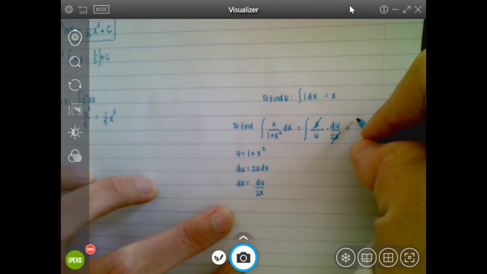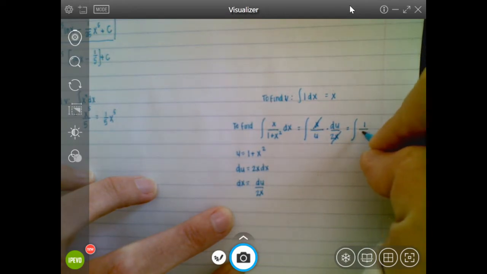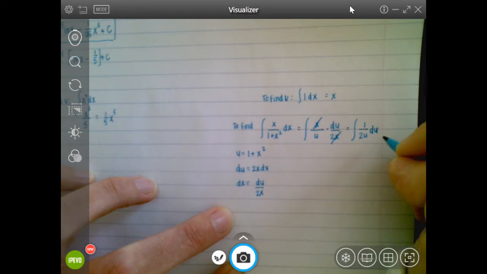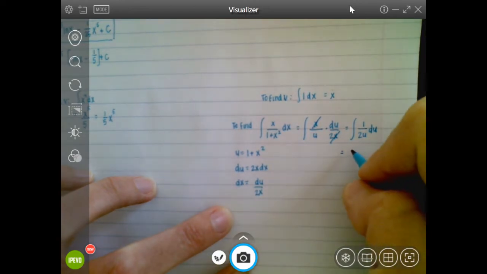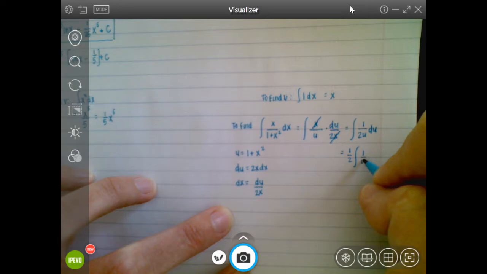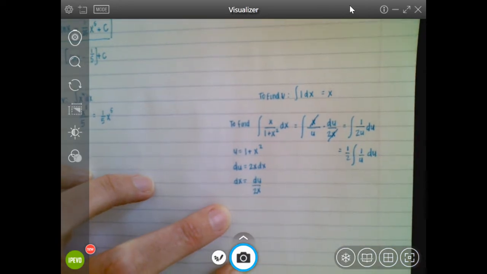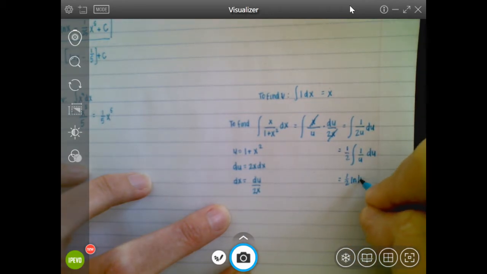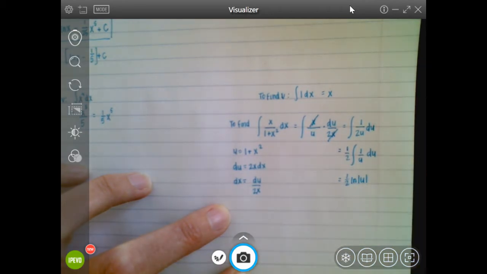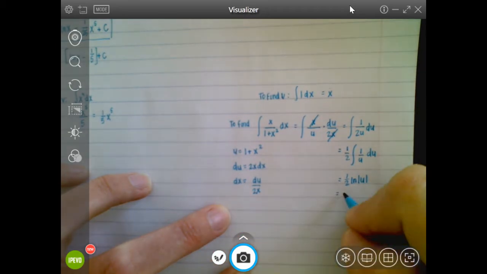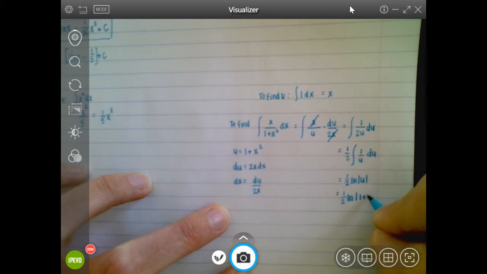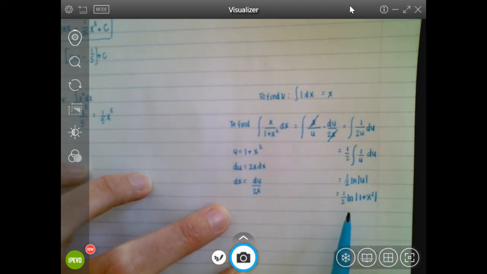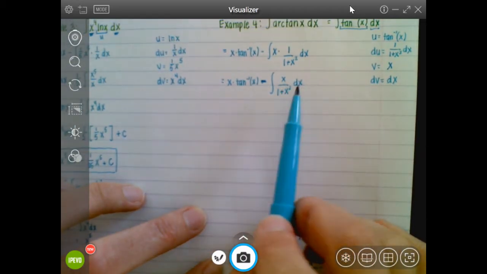So what I'm left with is 1 over 2u du, which I could factor out that 1/2, which leaves me with the integral of 1 over u. Well, we know the integral of 1 over u is the ln of the absolute value of u. And now I know that I can go back and plug in the u value here. So 1/2 times the ln of 1 plus x squared. So this is actually this piece right here.